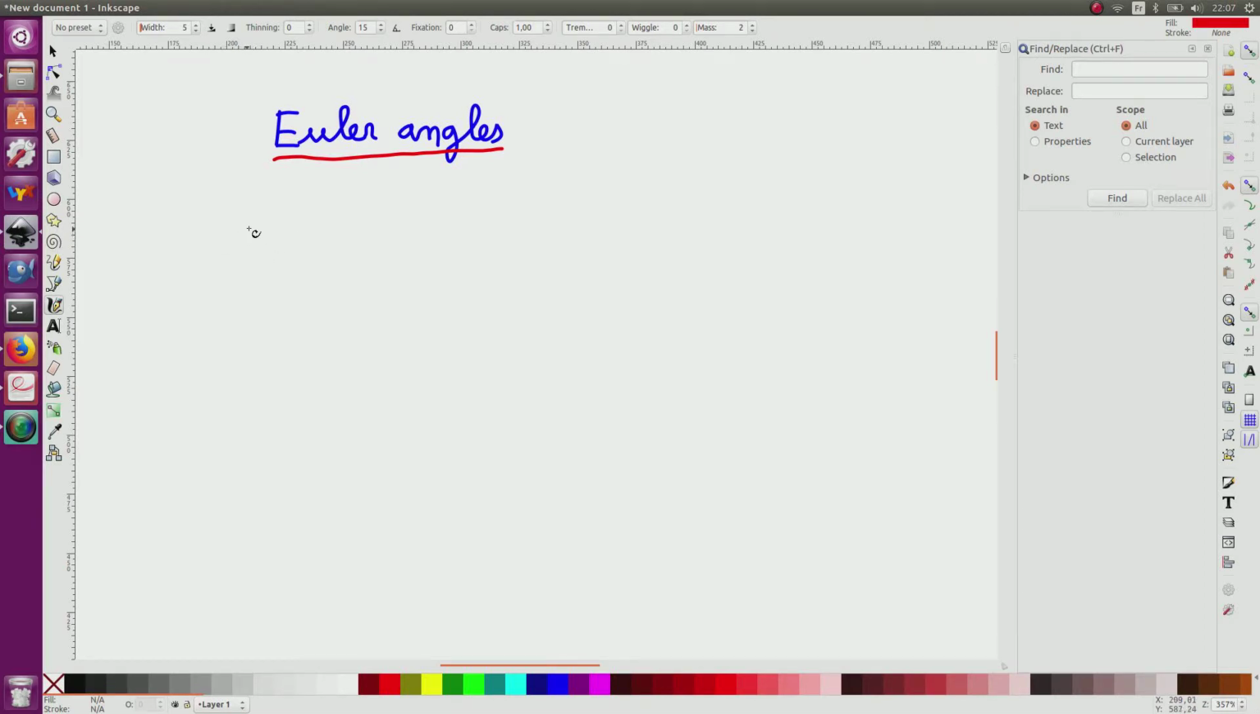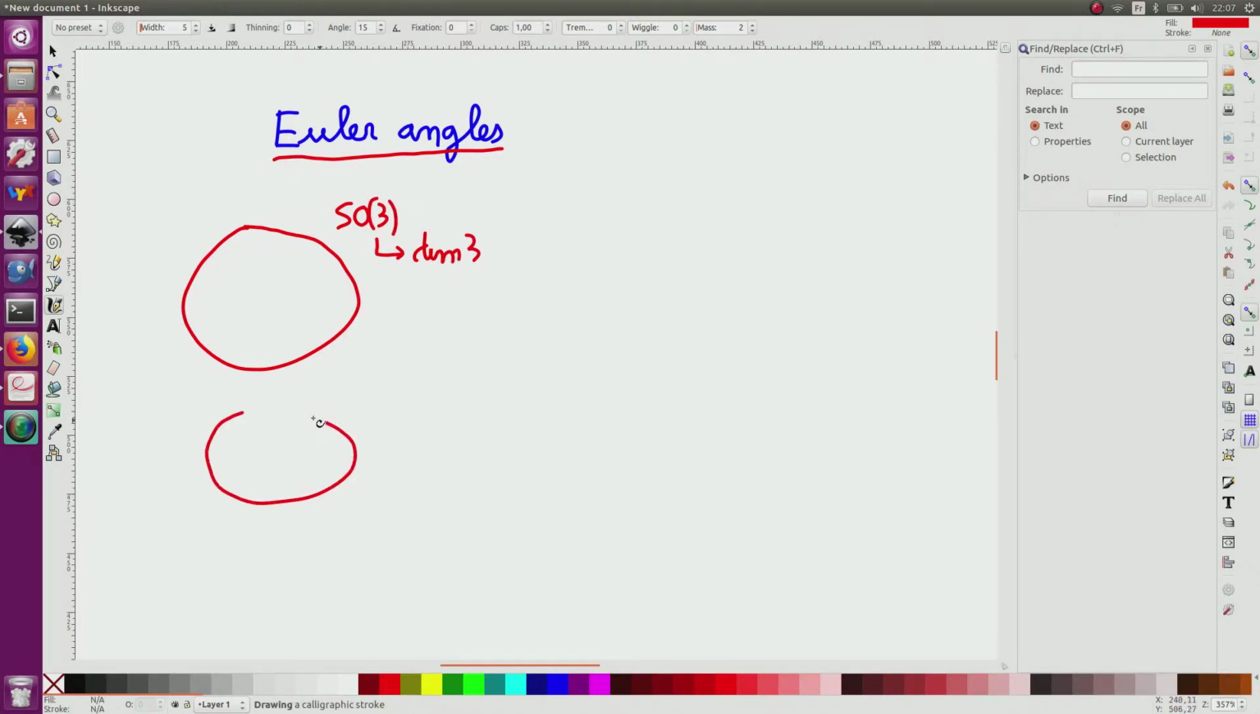Euler angles. The set of rotations in R3, SO3, is a manifold of dimension 3. The set of rotations in R2, SO2, is a manifold of dimension 1.